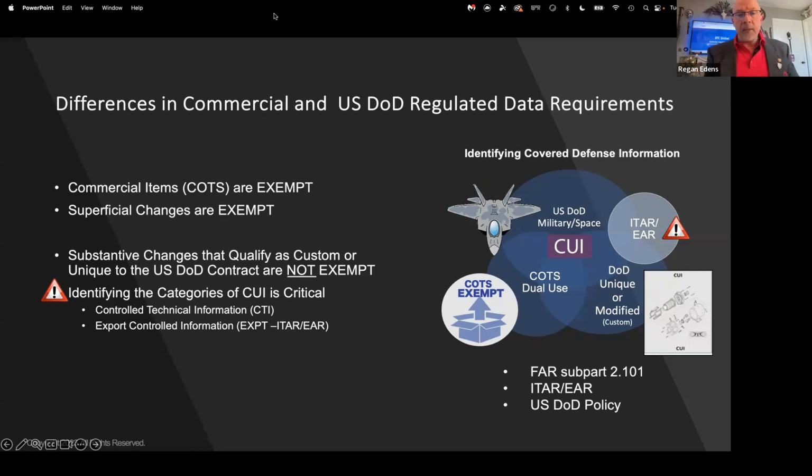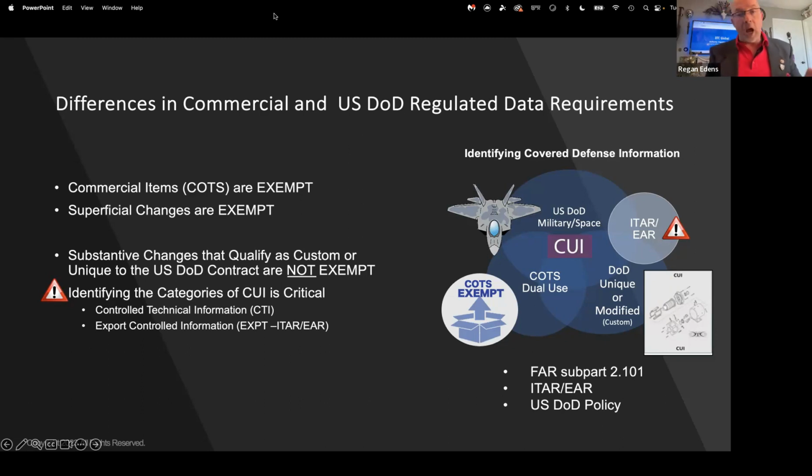Okay, so if we have a document and the document contains 90% commercial off the shelf information, and it meets the definition of the FAR 2.101, and there are no substantive changes except for the last 10% of that item, then that 10% of the item constitutes CUI because it's unique and customized to the military and space application.